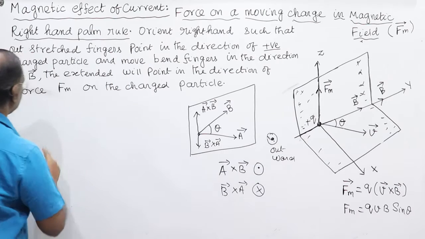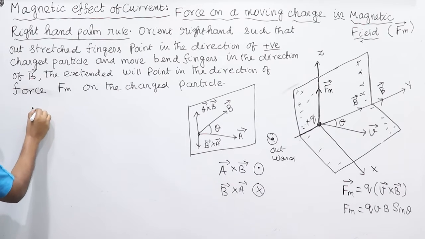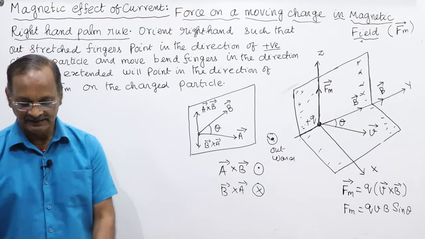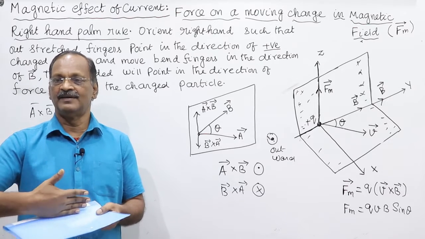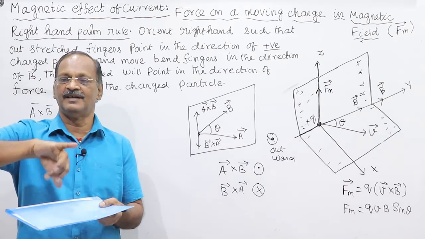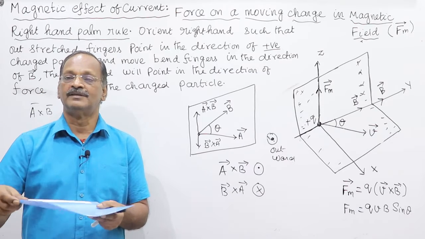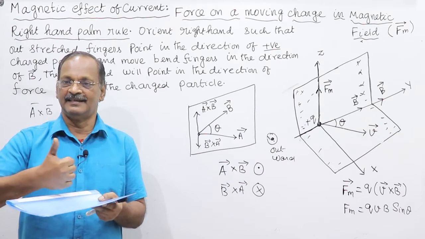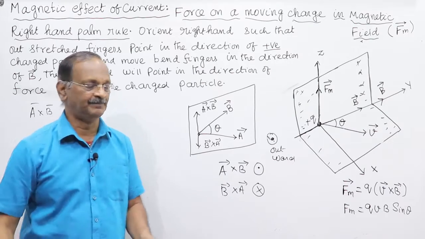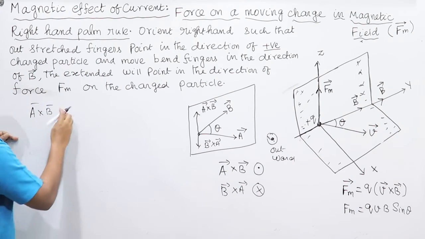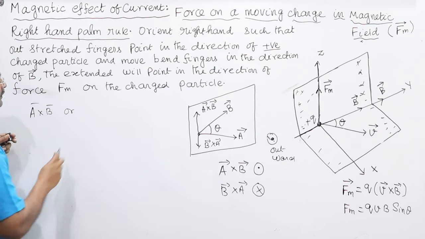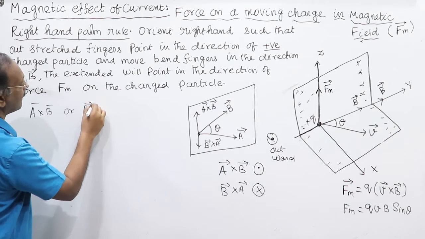See, A cross B. One vector is here, one vector is here. When we move this way, it is upward. If we move this way, it is downward. This is the vector A cross B or B cross A, and both are perpendicular to the plane.